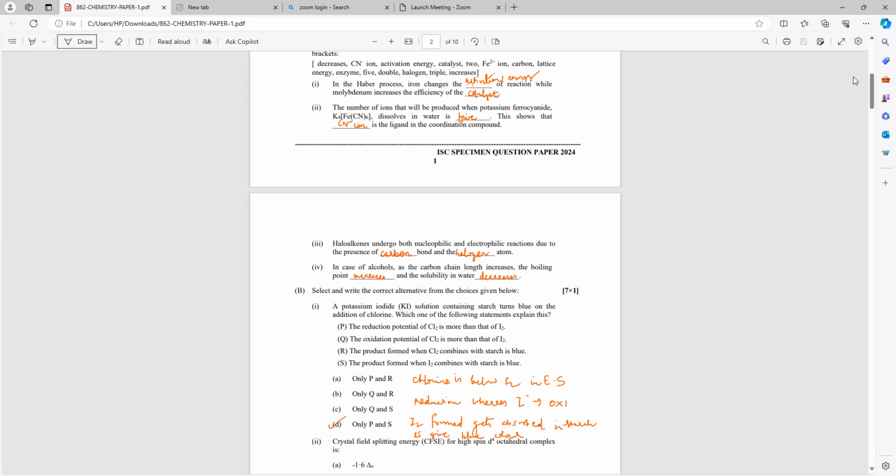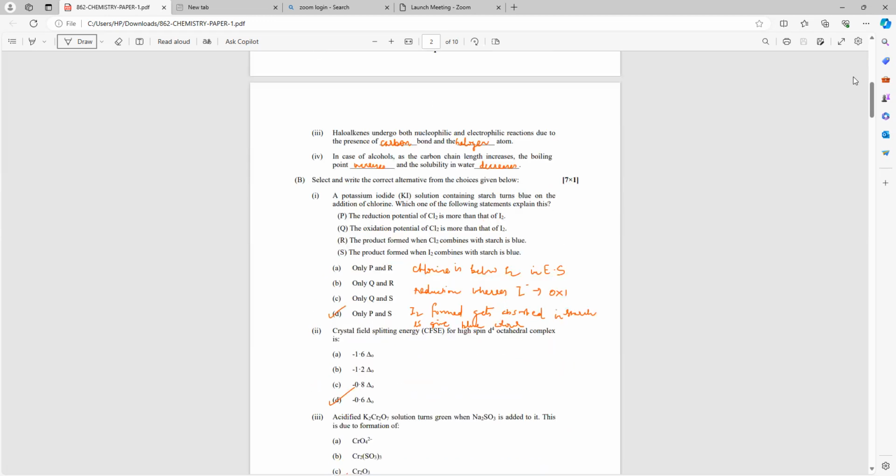Now, part B is your multiple choice question where you get options. If you don't have time, then please write only the correct option. There is no need to write the entire option. Like in this case, part D is correct, so you can write part D. Or if you have the time, you can write only P and S.